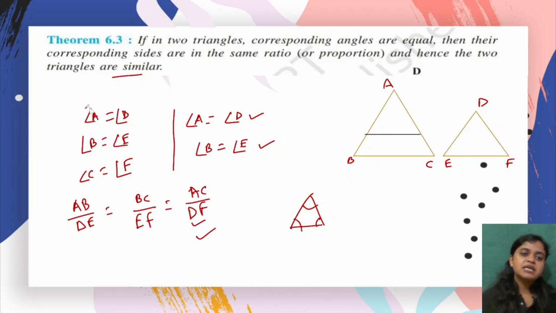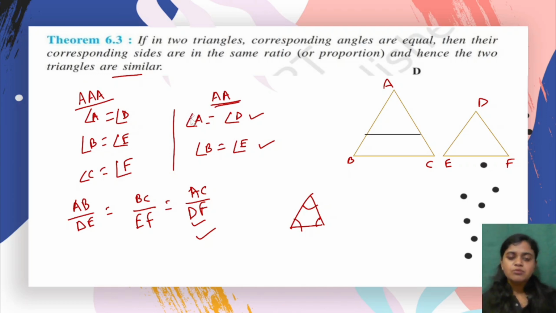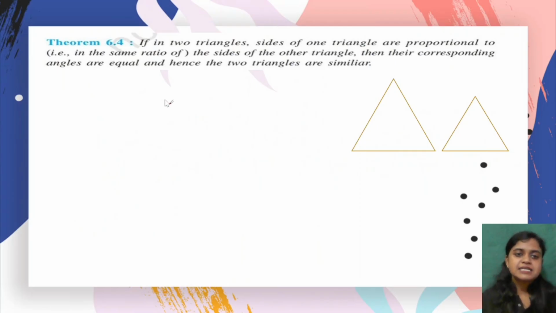That's why this particular similarity criterion is called the angle similarity criterion, the AA criterion. Both are equal to each other. Most students get confused thinking that angle criterion and AA criterion are different. No, there is no difference. Clear?